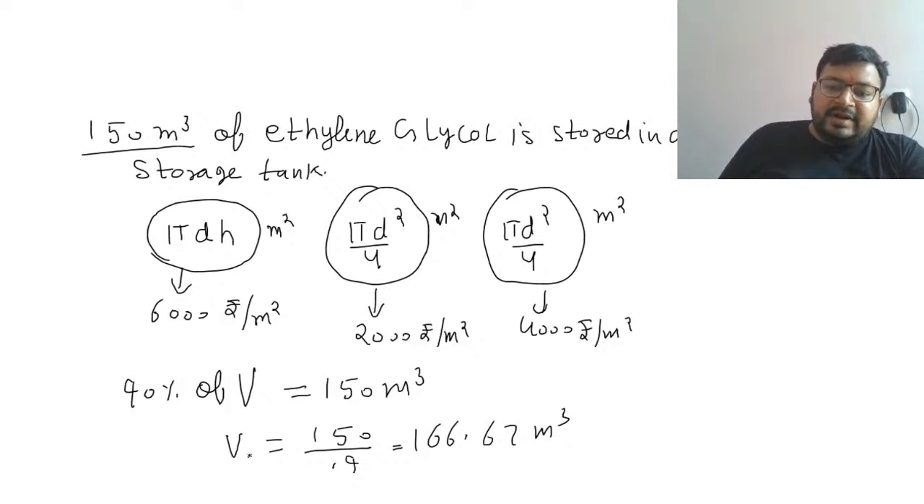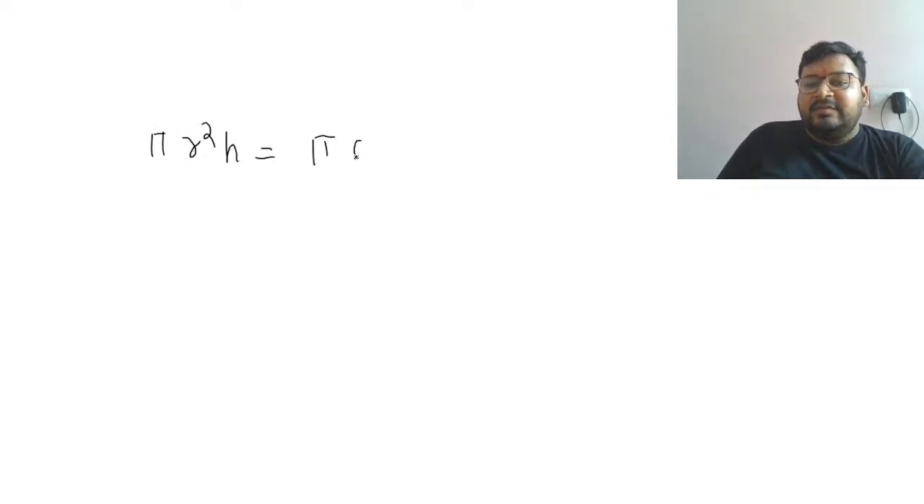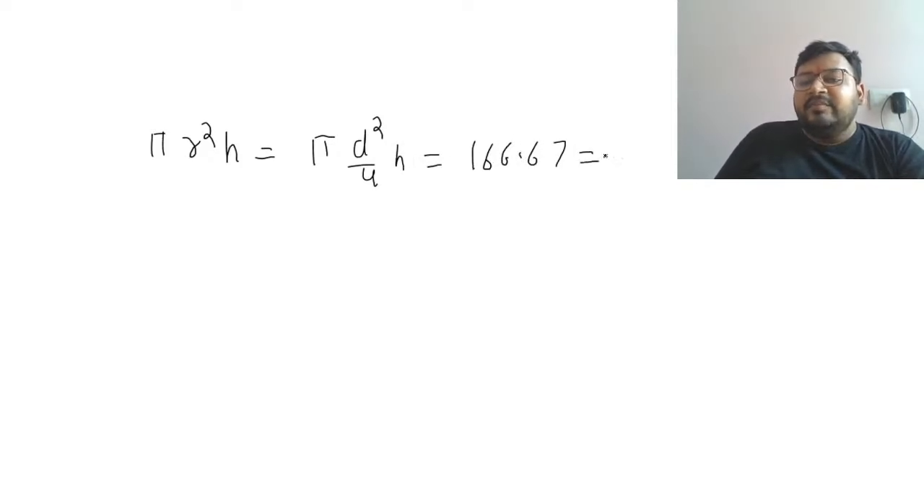Okay, so that is the volume. Let's move on to the next slide. We all know the volume of a cylinder is pi r square h. That can be written as pi d square by 4 into h. It is 166.67, for now let it be V. Then what is the value of h? It is V divided by pi d square by 4. That is the value of h.